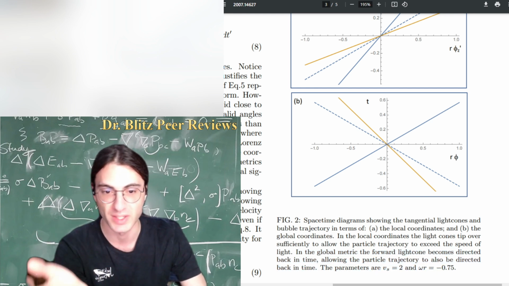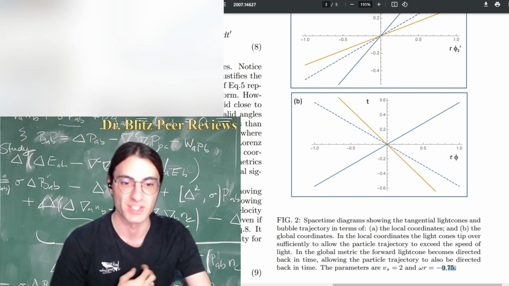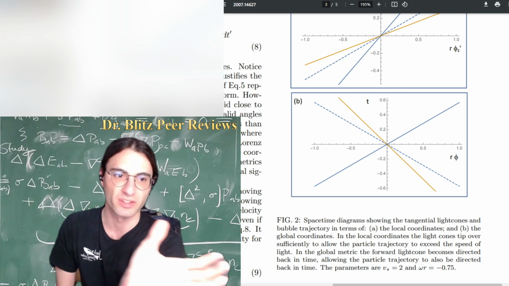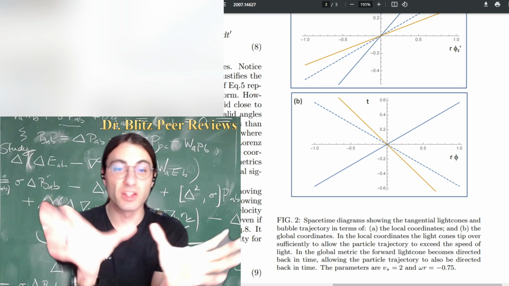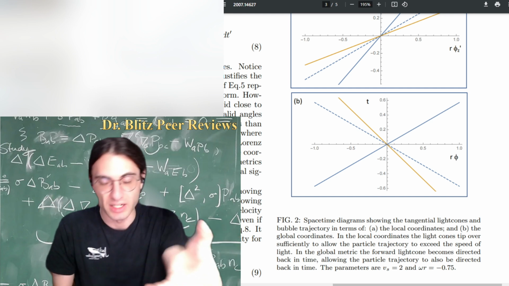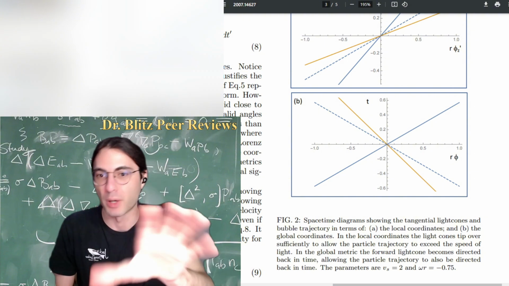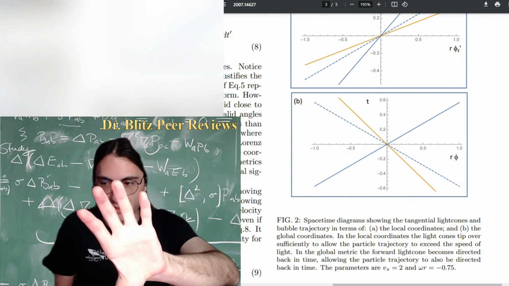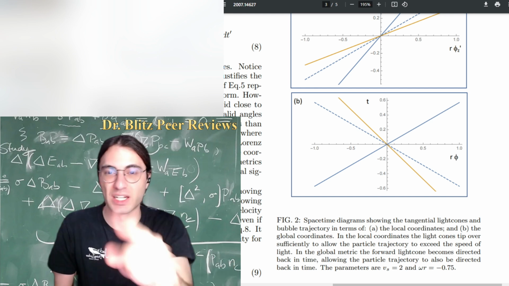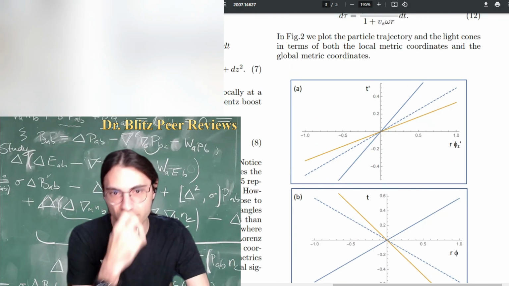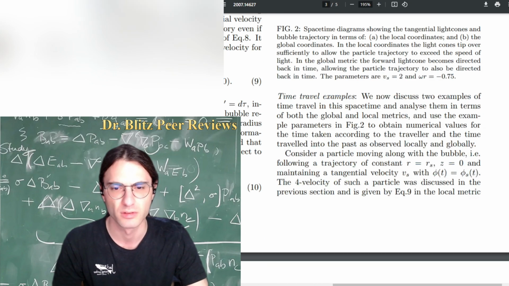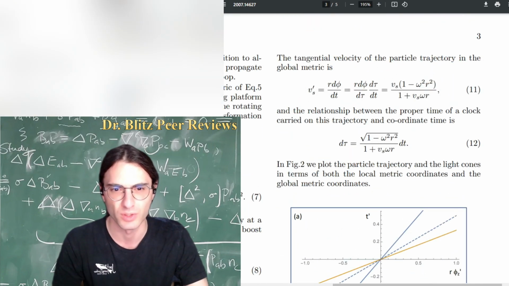The parameters are v sub s equals 2 and omega r is minus 0.75. So here are the rotating coordinates. The platform that's rotating is moving at 3/4 the speed of light in one direction, and the warp bubble is rotating around at twice the speed of light in the other direction. So here we have, where's the actual light cone? Why didn't they tell us what's what?